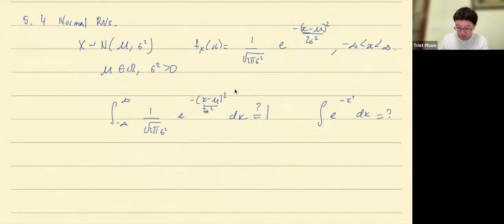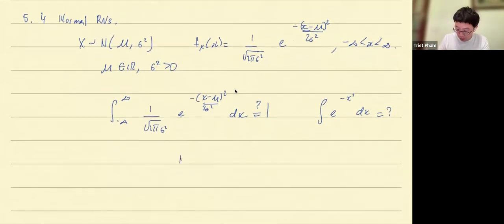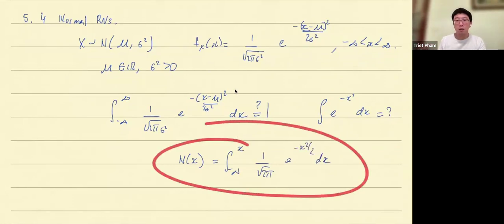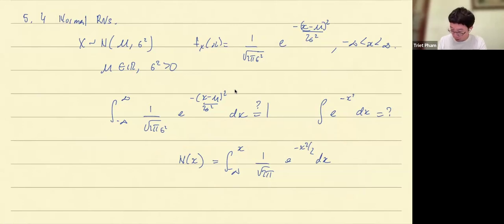In some applications it's even written as N of x, but this is a CDF of the standard normal. So it's the integral from minus infinity to x of 1 over square root of 2 pi e to the minus u squared over 2 du. That's just its definition, no more, no less. Sorry, I should call it u.